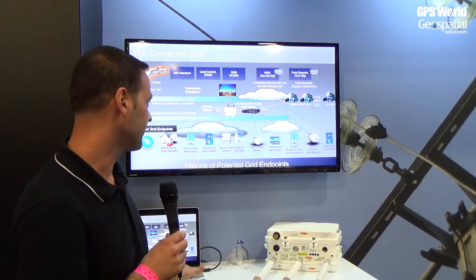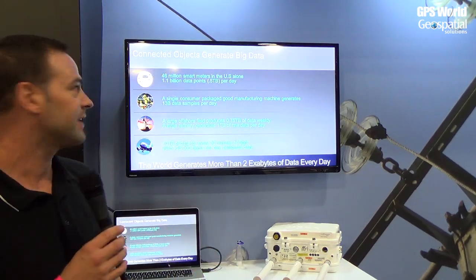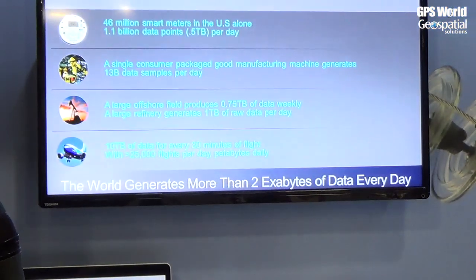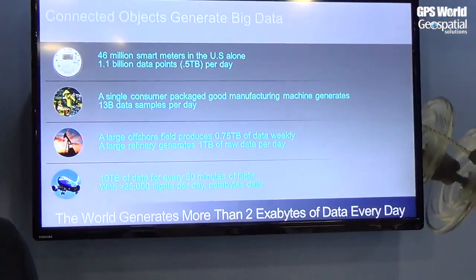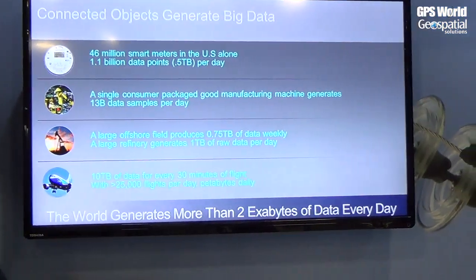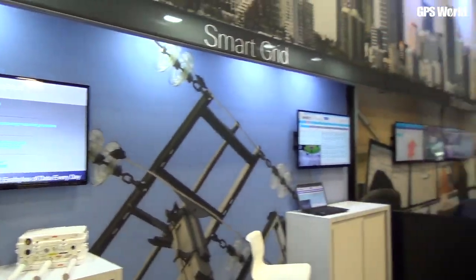And this is just one example of where we're going with the Internet of Things. And as you can see here, we have a lot of other examples in the other spaces, whether it be manufacturing, oil and gas, or in the transportation industry. And we have a lot of other interesting things to showcase today as well.